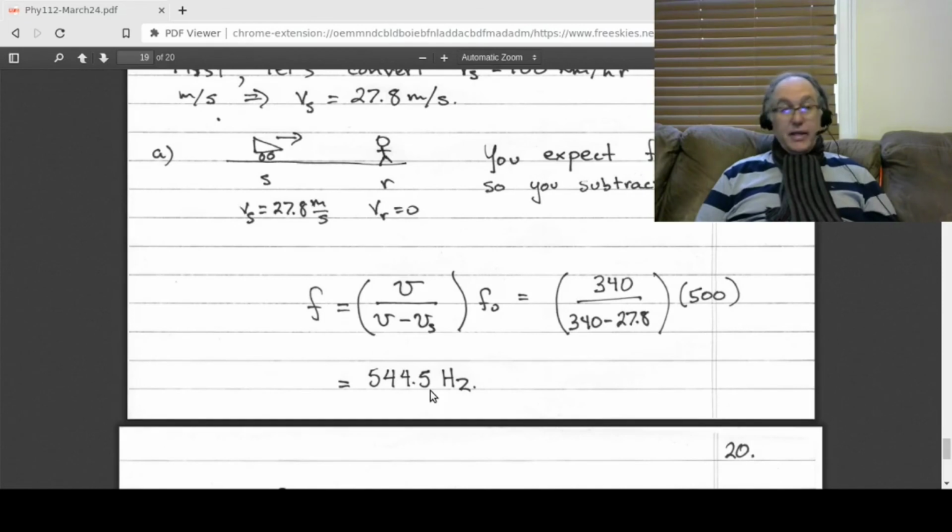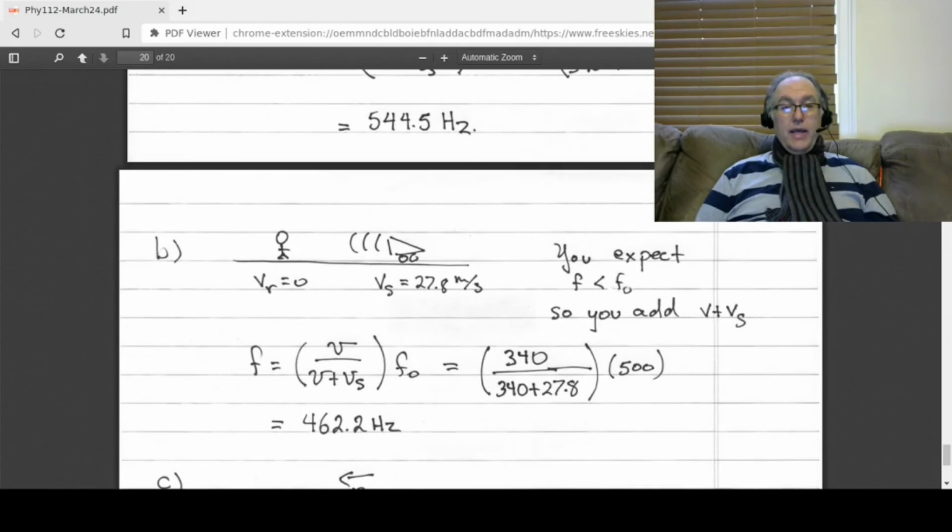544.5 hertz. Okay, now that's significant. It's not quite 10%. 550 would be 10% higher. It's a little less than that, but still, this is definitely something that you would hear. It's like 9% higher. So that's definitely something you would hear.